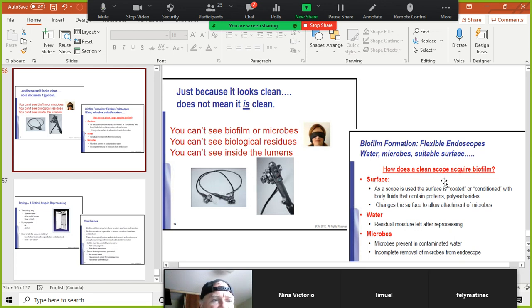How does a clean scope acquire biofilm? As the scope is used, the surface is coated, or what we call conditioned, with body fluids. You get proteins and sugars, and you're putting this down your esophagus, and if you're going through to your stomach or your lungs or wherever, you're going to get little bits and pieces of organic matter on there. Little bits of your mucus will be on there. There's lots of your DNA and all these kinds of things.